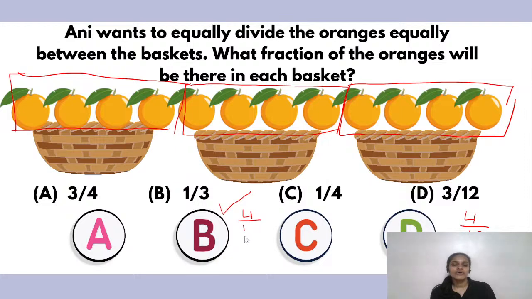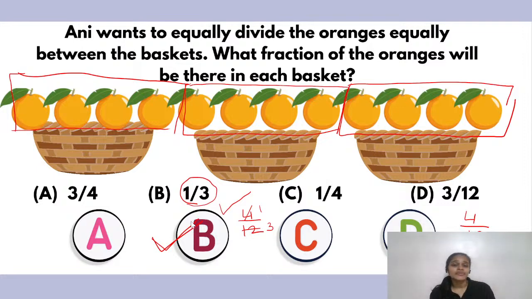It's not 3 out of 12. If I place only 3, how will I divide them into 3 baskets? I will need 4 baskets. I have to simply divide them into just 3 parts. So when I divide them into 3 parts, I get 4 oranges in each basket. So I reduce this fraction further: 4 ones are 4 and 4 threes are 12. The final answer is 1 upon 3. So the correct answer is B, 1 upon 3.